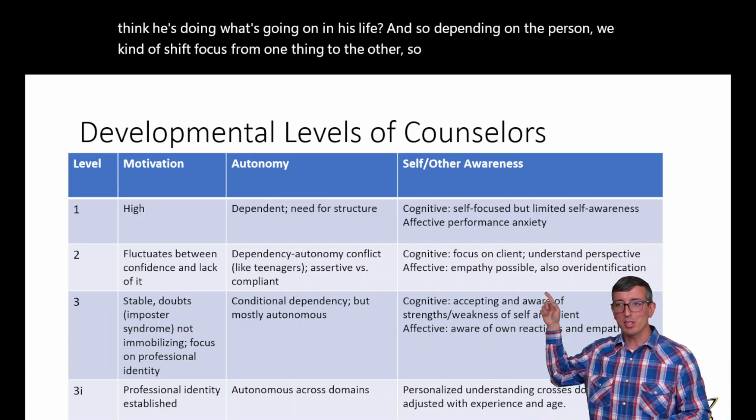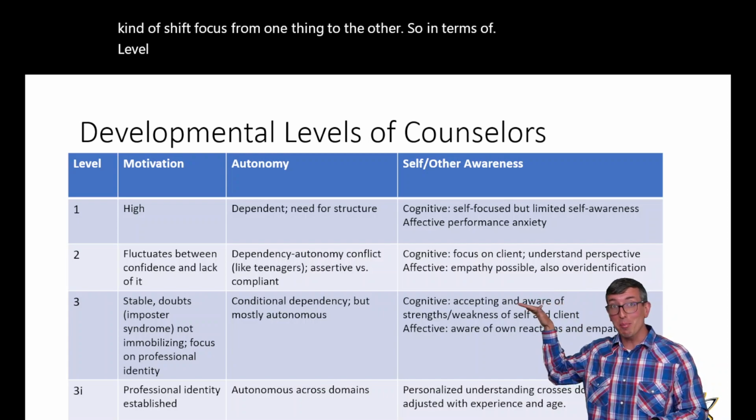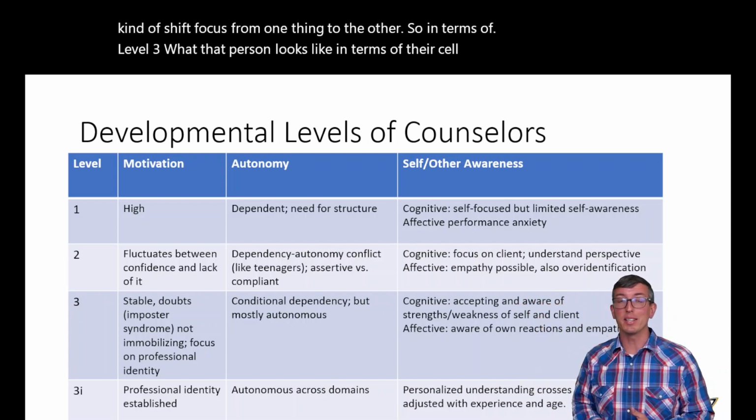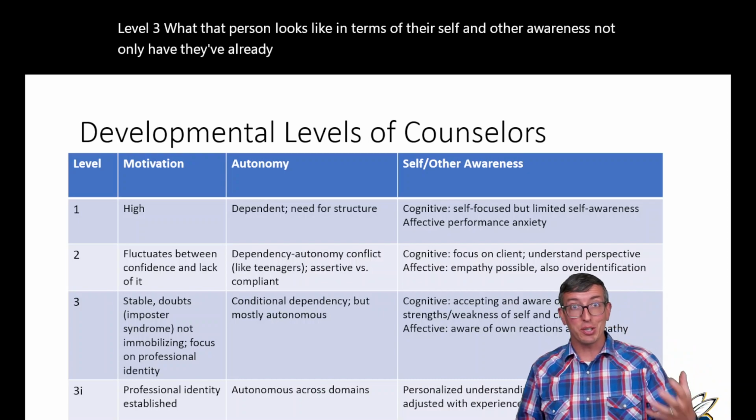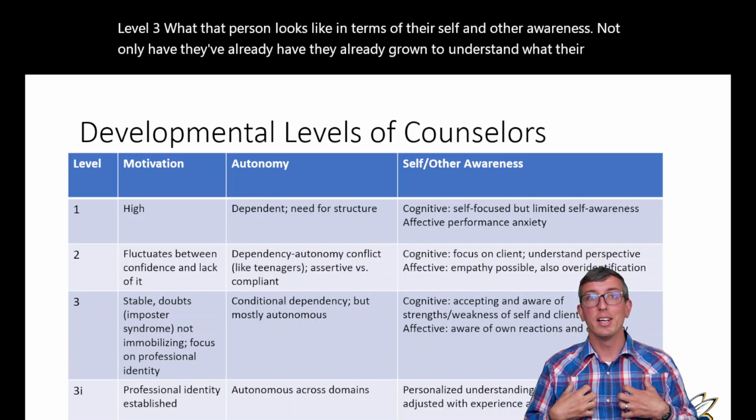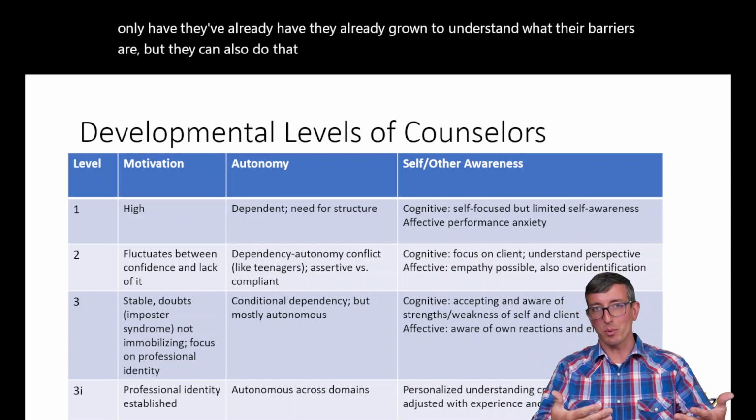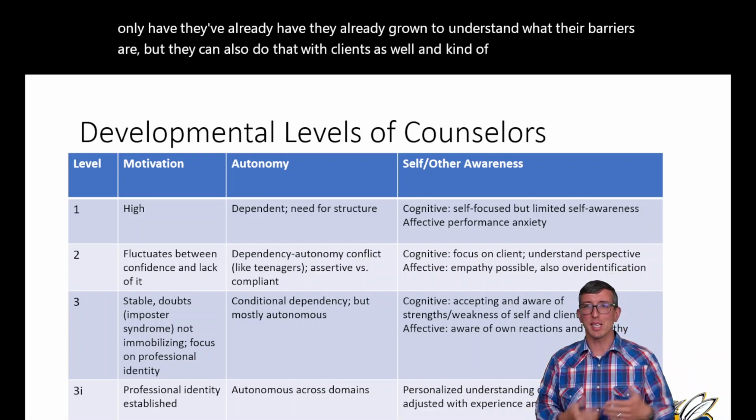So in terms of level 3, what that person looks like in terms of their self and other awareness, not only have they already grown to understand what their barriers are, but they can also do that with clients as well, and kind of do both of those things simultaneously.